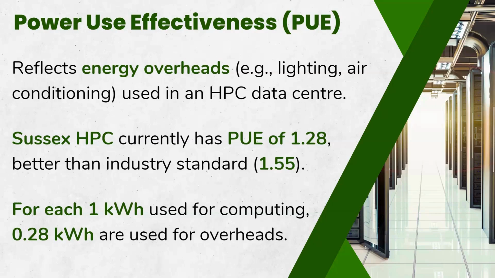Sussex, as of at least November 2023, has a PUE of about 1.28, which is good when you consider the industry standard is 1.55, so a fair bit higher. And what this effectively means is that for each kilowatt hour of energy we use directly for computing, we're using 0.28 for those overheads. So at the moment, Sussex is doing pretty well, to be honest, in terms of this figure. As we'll see later, this is likely to change in the near future.